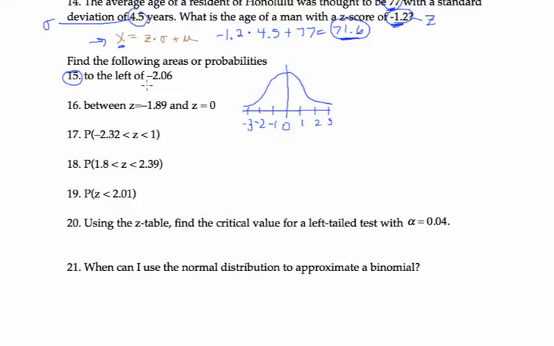15, to the left of negative 2.06. That should be labeled as a z-score of negative 2.06. So that's right about here, and I want to the left of that. Our table always gives probability that you're to the left of it. So all I have to do is look up that z-score on the outside and find the probability on the inside.